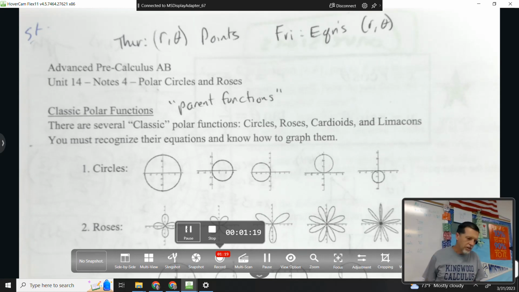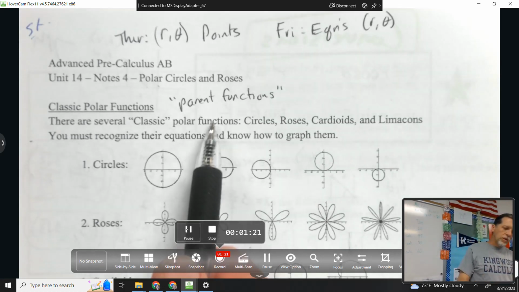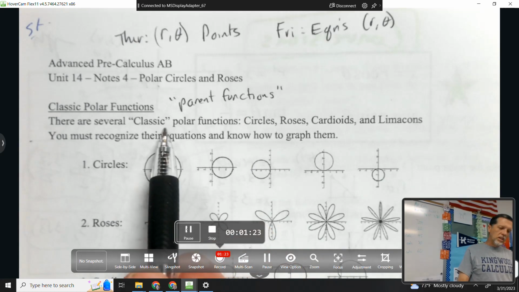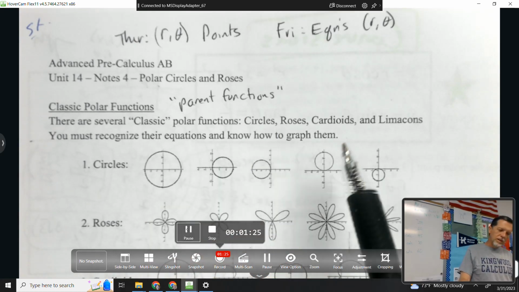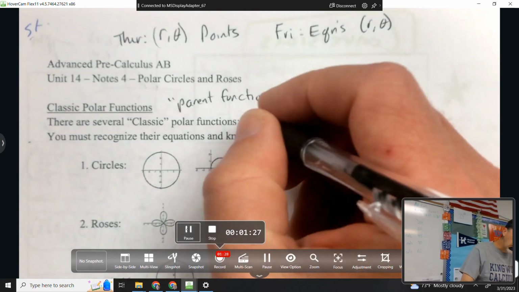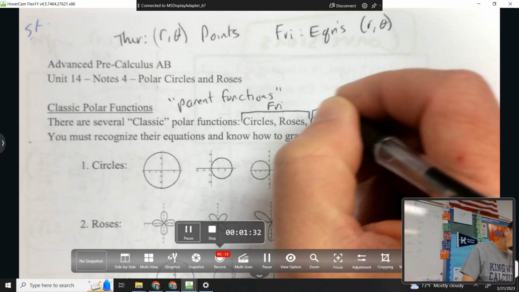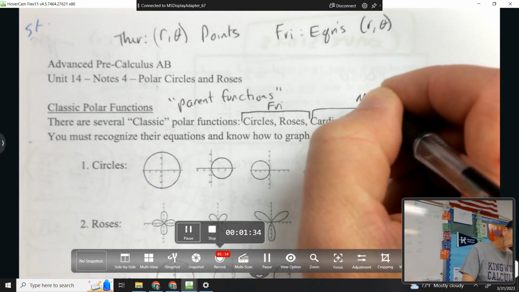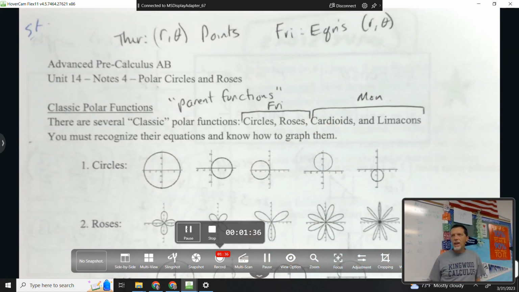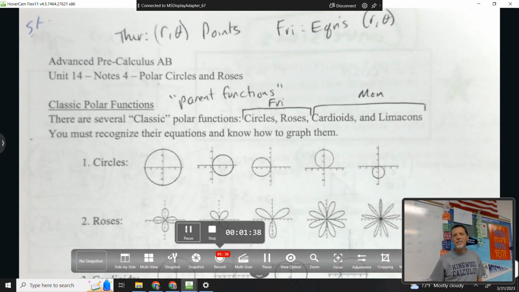Today we're going to learn, or at least over the next few days, we're going to learn some parent functions in the polar realm. Today we're going to do circles and roses. And then Monday we'll do cardioids, and that looks like limaçons, but it's a French word, limaçon. So it's fun to just say it fancy, limaçon. But we'll worry about that on Monday.